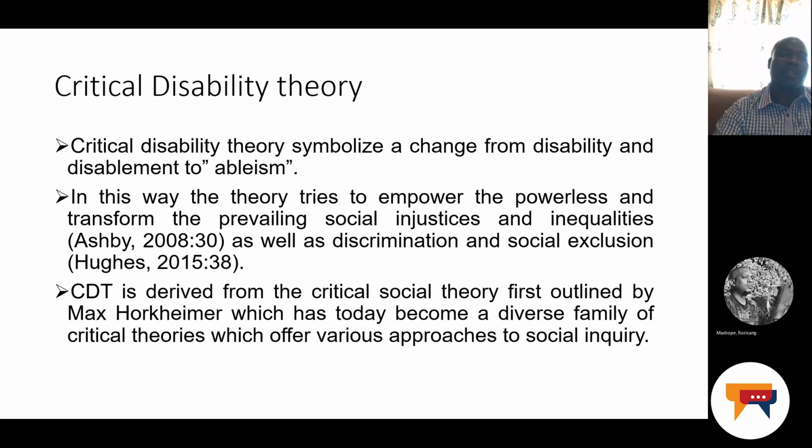And we get into the second one, that is the critical disability theory. So we're saying critical disability theory symbolizes a change from disability and disablement, for example, albinism. In this way, the theory tries to empower the powerless and transform the prevailing social injustices and inequalities, as well as the discrimination and social exclusion. So critical disability theory is derived from the critical social theory first outlined by Max Horkheimer, which has today become a diverse family of critical theories which offer various approaches to social inquiry.